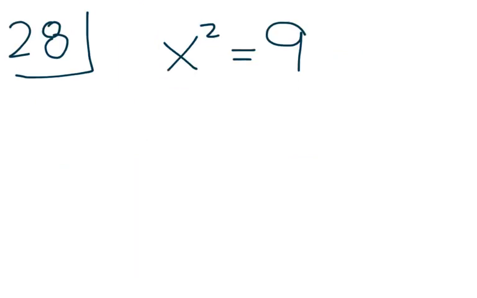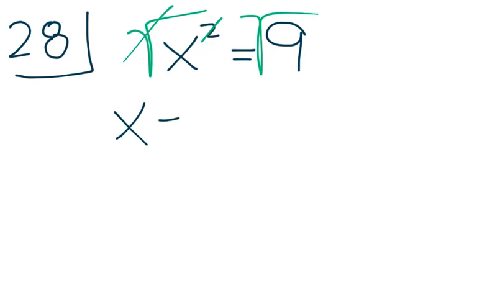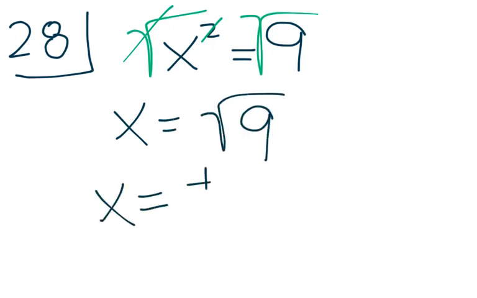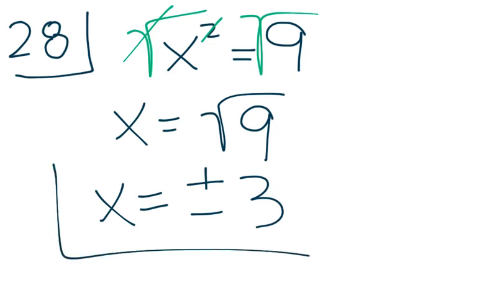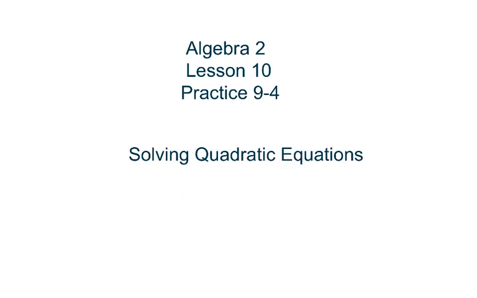Number 28, x squared equals 9. All we need to do is find the square root of both sides. So this cancels this out, so we have x equals the square root of 9, and the square root of 9 is positive or negative 3. And this is our answer for 28. And now we are all done with practice 9-4.